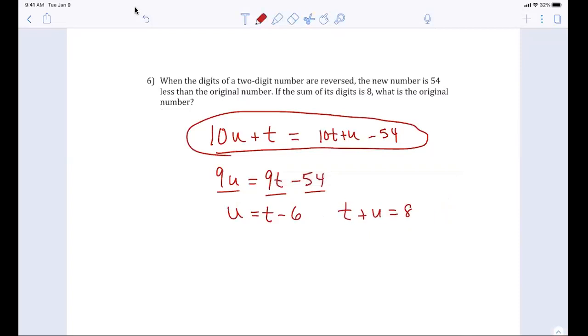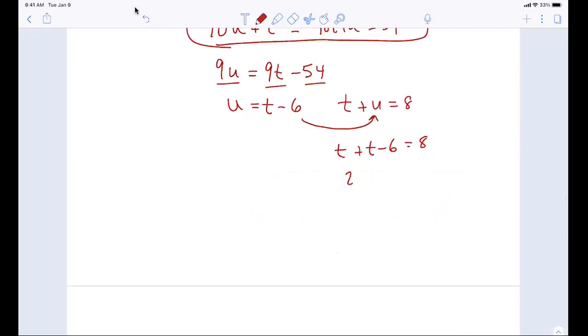Now because U is the same as T minus 6, I can just plug in T minus 6 for U. So T plus T minus 6 equals 8. 2T equals 14. T equals 7. And if T equals 7, then U had to be what? 1. So the original number was 71. Anybody have any issues? Once again, hopefully you feel pretty good about that.